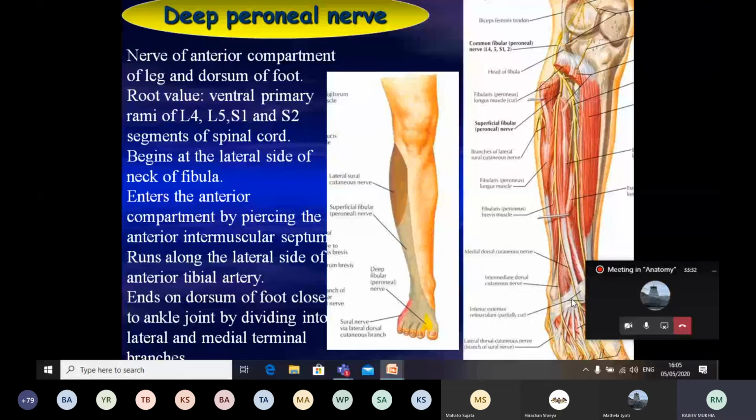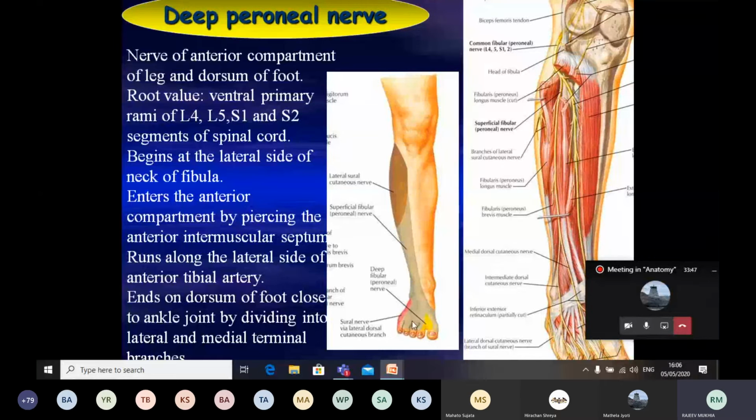It will also give an articular branch to the ankle joint. The articular branch to the ankle joint is supplied by this deep peroneal nerve. So the root value you have to remember is that it is coming from the ventral rami of L4, L5, S1 and S2. All these muscles are innervated by the deep peroneal nerve.